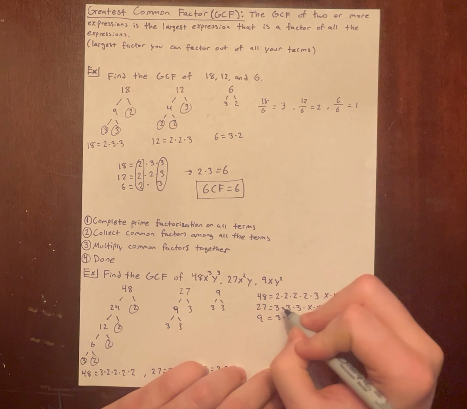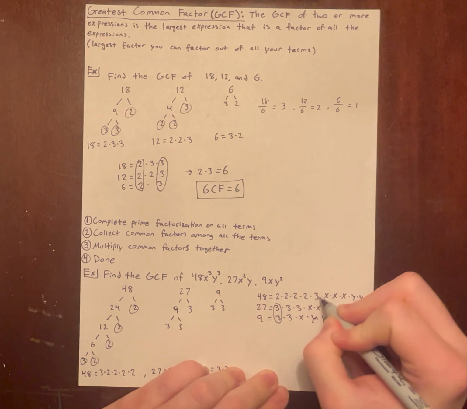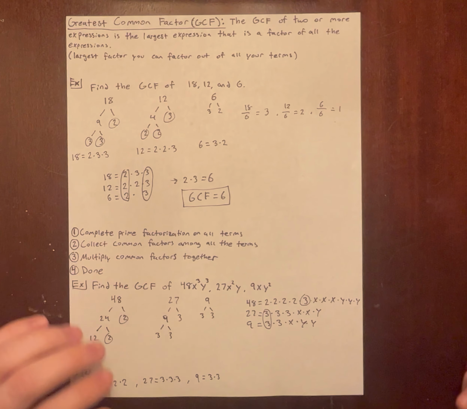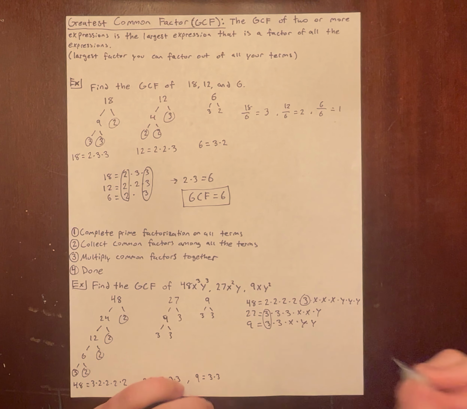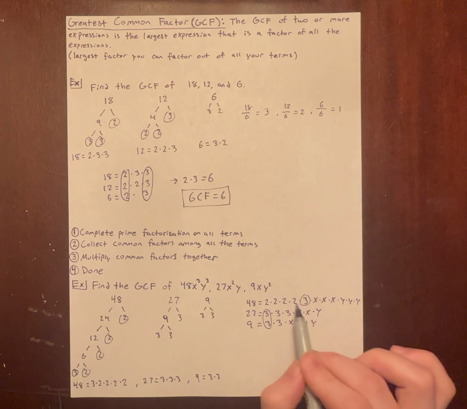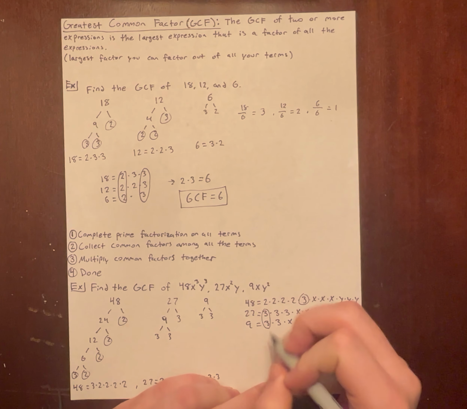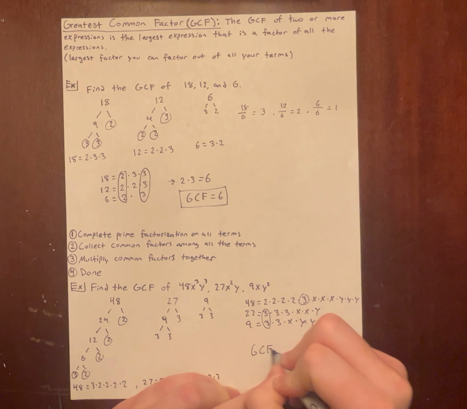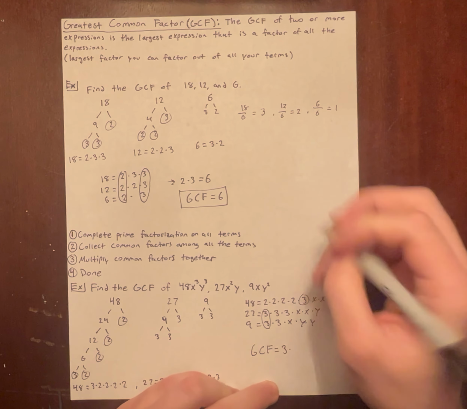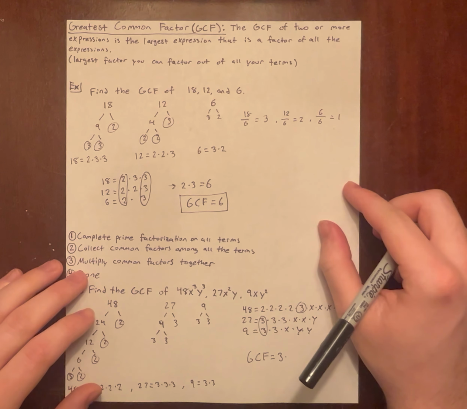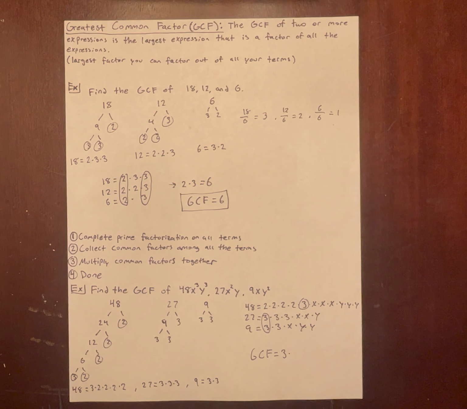But there is at least 1 3. So there's 1 3 here, 1 3 here, 1 3 here. And there's no more 3's, so we know we're done with the numbers, because this has only 1 3. This does not have any 2's, so 1 3 is the only number that these will have in common. However, that does not leave out variables.